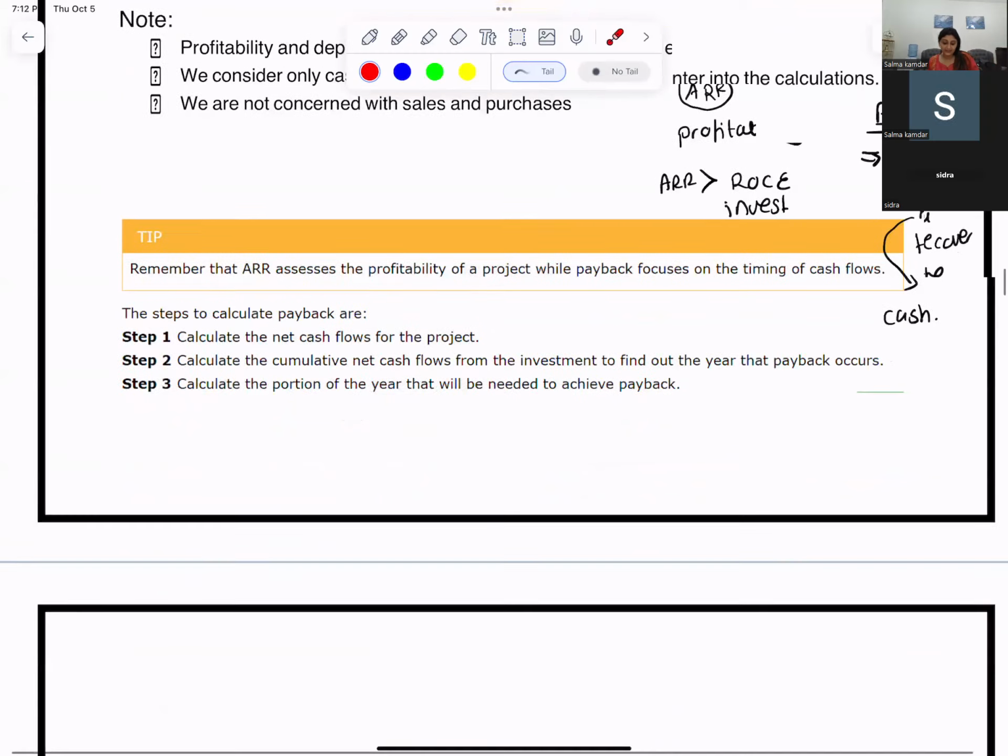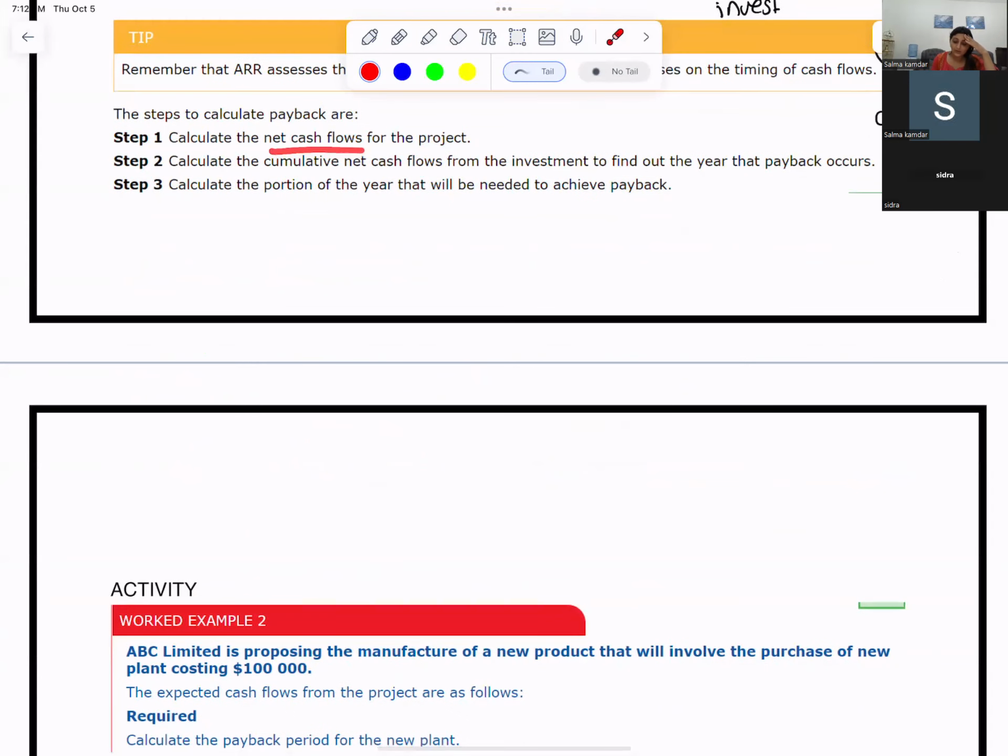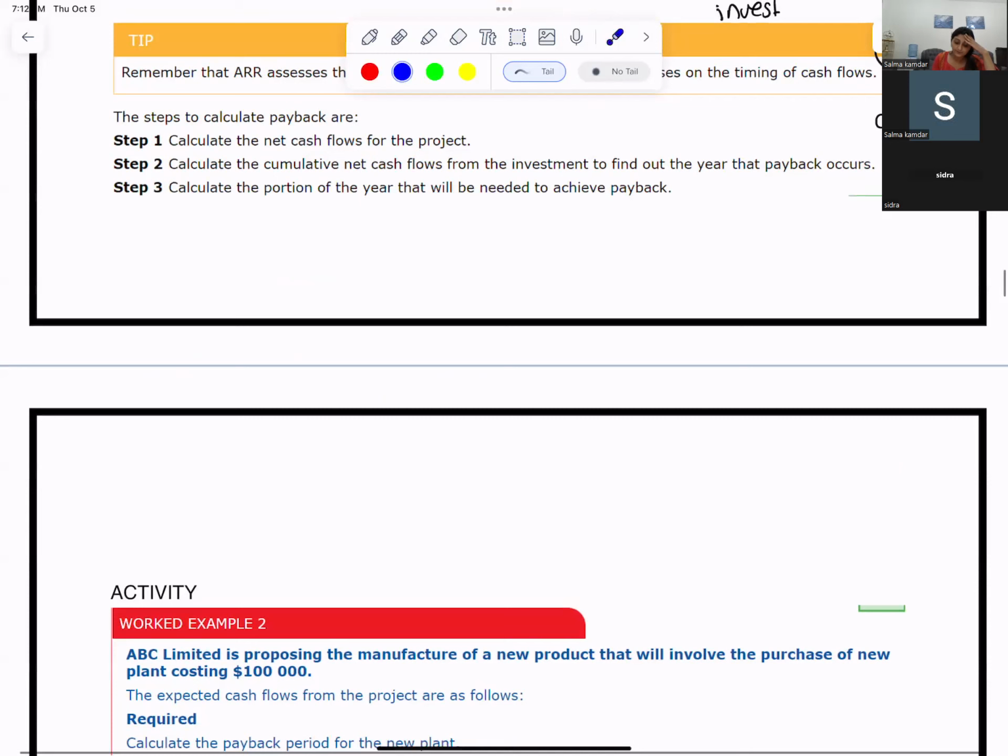So when you're doing the payback period method, you have three steps. First step is you will calculate the net cash flow. What do you mean by net cash flow? Cash inflow minus cash outflow. Then you will calculate the cumulative net cash flow.